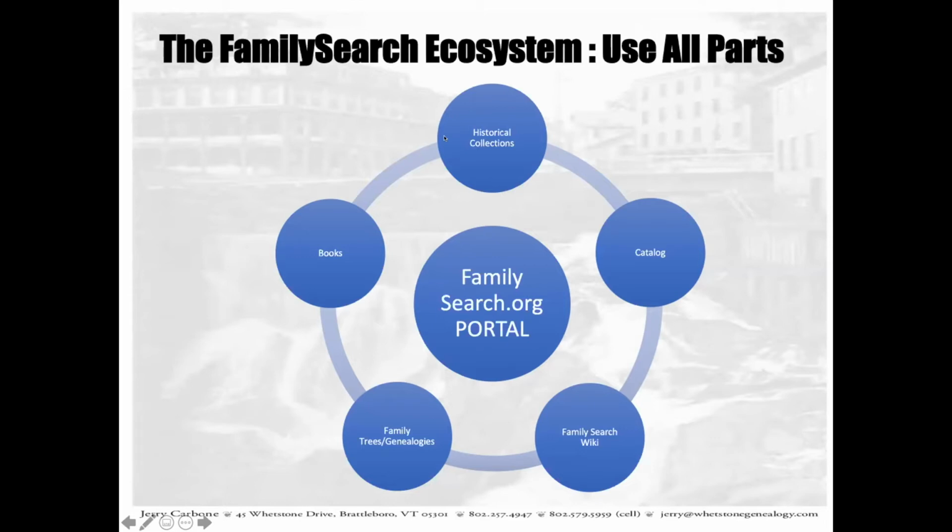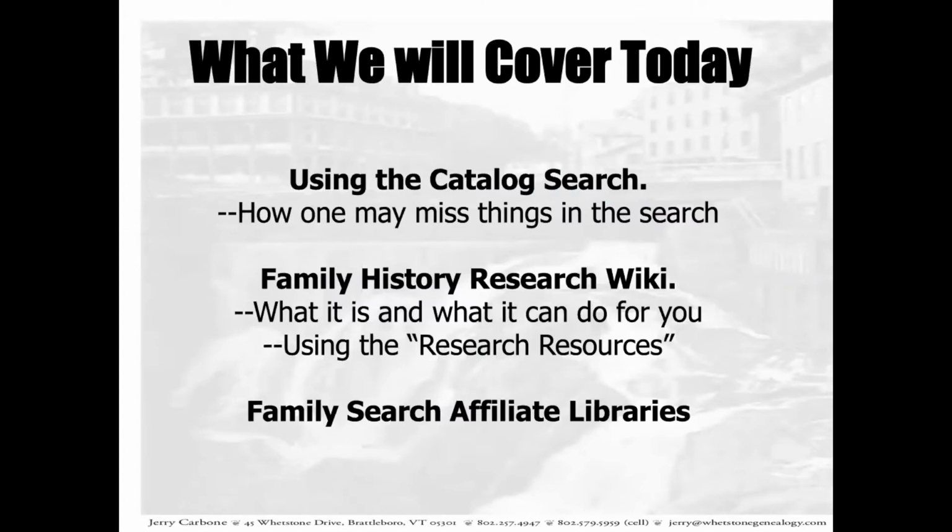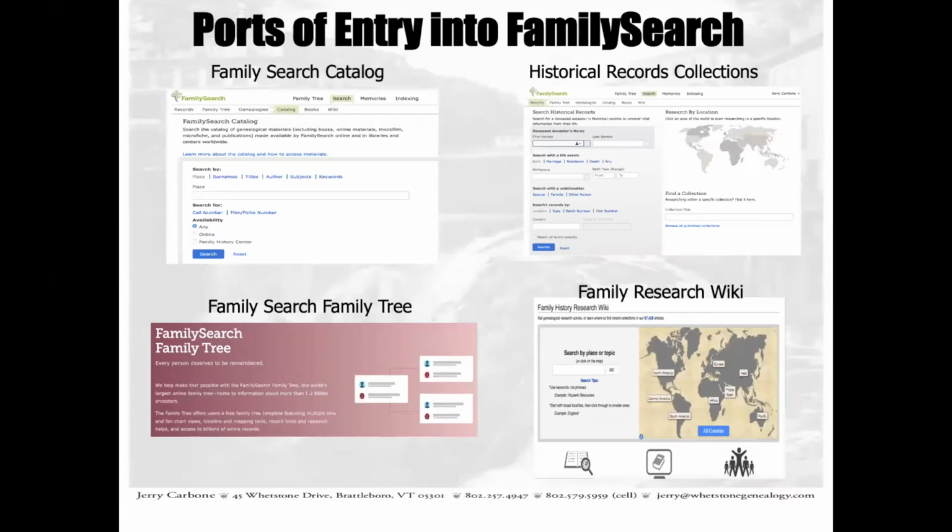I think the best way to define a historical collection is parts of the catalog entries that are amalgamated into one collection. That's the way I see it. So we'll talk about the catalog and how one may miss things in a search. And it's very easy. I'll tell you, I've missed things and I've gone back to find them and then I've missed them again. So it can be challenging sometimes. We'll talk a little about the research wiki. And then I want to just make a note about FamilySearch affiliate libraries and what they can do.